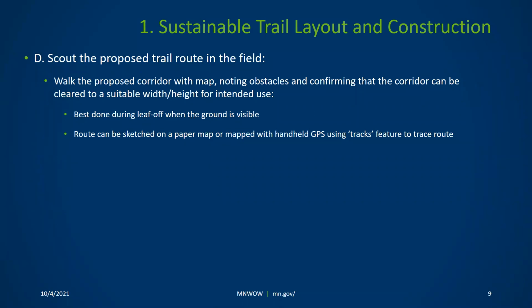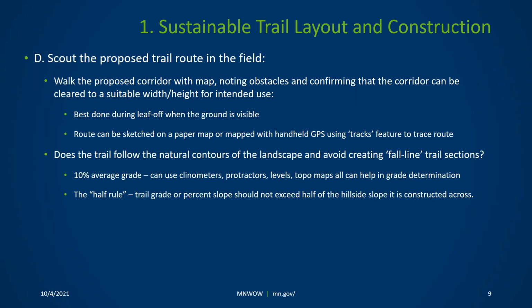That route could be sketched on a map, and if you have a GPS unit, using the tracks feature is a good way to trace your route as well, or you can kind of just breadcrumb GPS points along the way. Pay attention as you do it: does it follow the natural contours, avoiding those fall line trail sections, shooting for that average 10% grade. And we could do this using a clinometer or protractors. I'll explain how to kind of do a rough clinometer using a protractor. And you could use topo maps all in helping your grade determination.